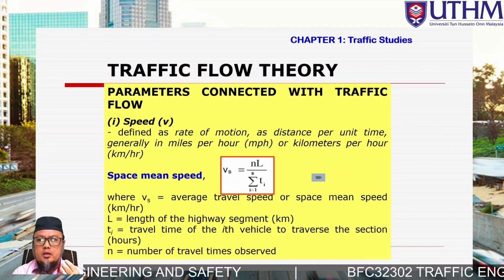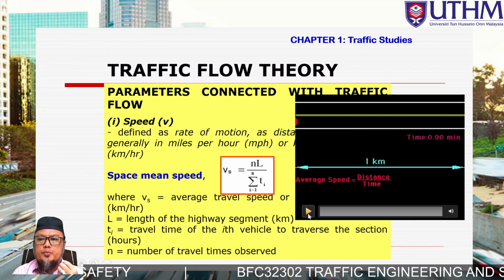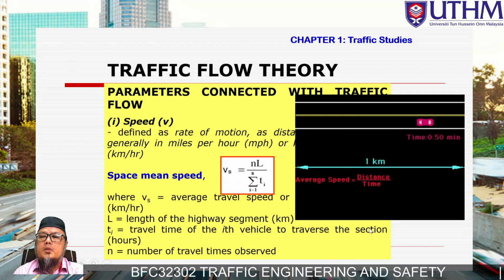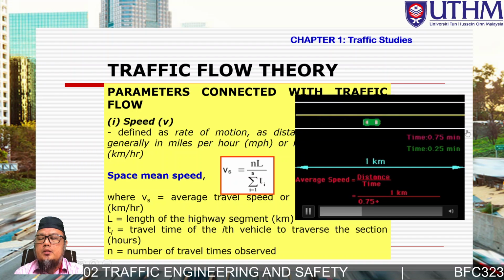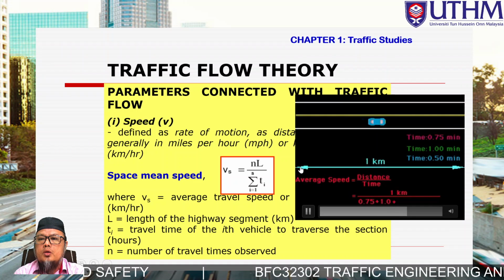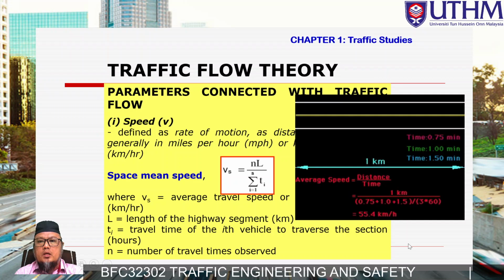This one we can see in an animation to represent what space mean speed means. Okay, we use the distance. This one we represent as a space. We put the distance to be a space for collecting speed for those particular vehicles. So we have a distance of 1 kilometer and time taken. We clock in and clock out for each individual vehicle. Then we can determine the average speed for that particular area or study location. So we obtain 55.4.